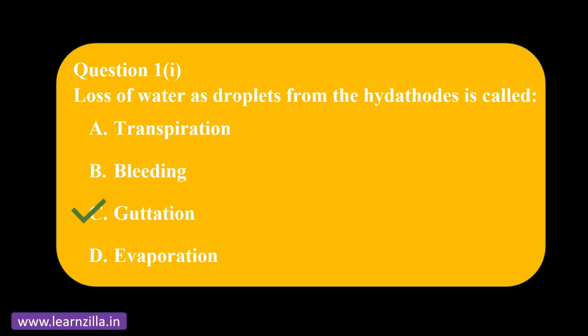Because transpiration is the loss of water vapor from the aerial parts of the plant, whereas guttation is the loss of water as small droplets through the margins of the leaves, where the tiny pores are called hydathodes. That is guttation.